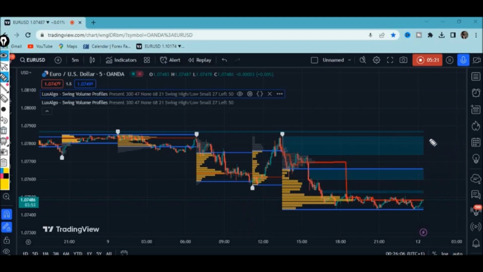This happens also when market is actually proceeding to the downside. So if price breaks this level, it will react to this. If it breaks this, it will react to this. If it breaks this, it will react to this, and as well react to this.